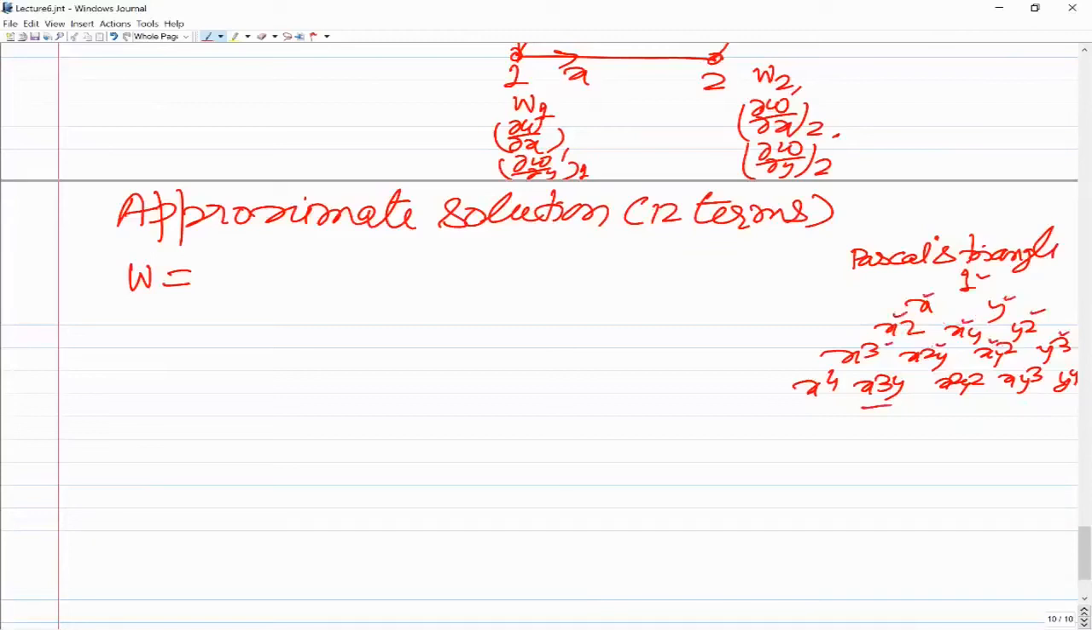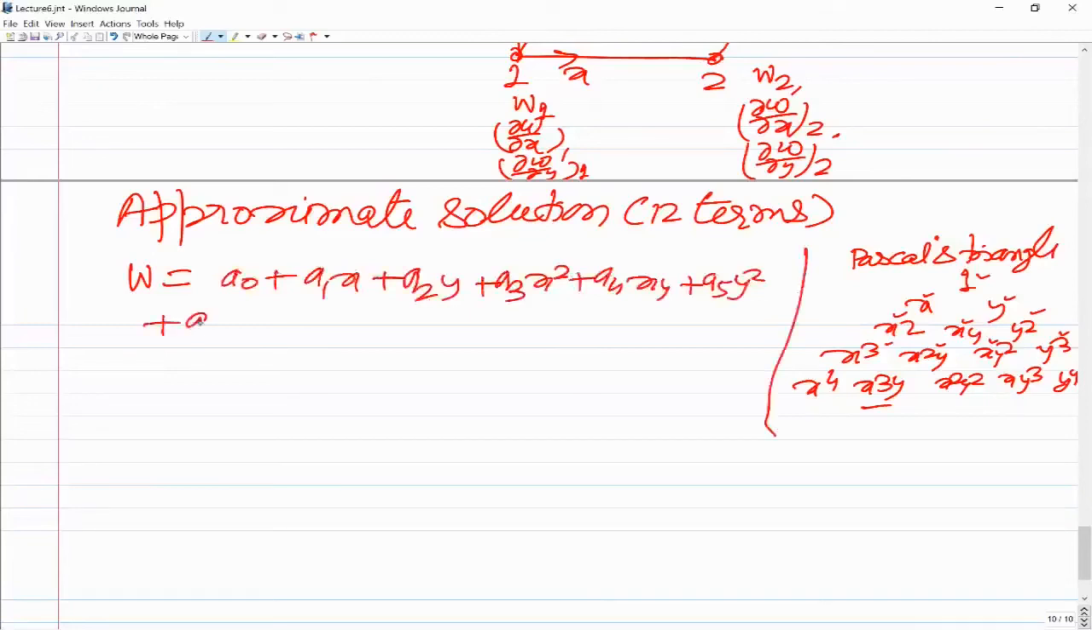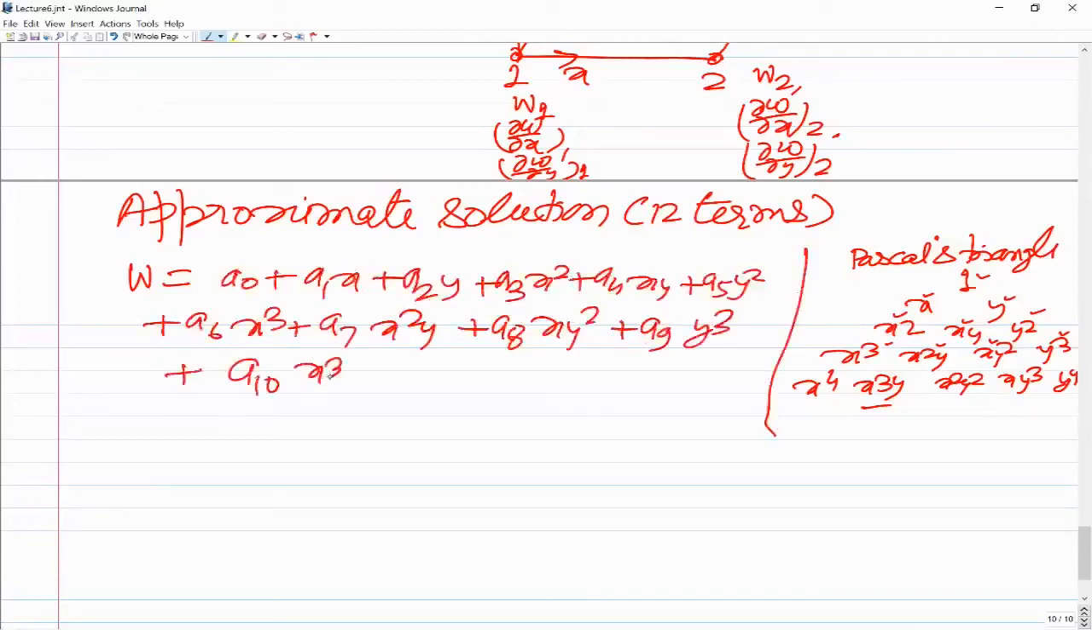So in that case, W would be A0 plus A1x plus A2y plus A3x square plus A4xy plus A5y square plus A6x cube plus A7x square y plus A8xy square plus A9y cube, plus A10x cube y, and plus A11xy cube. So this will be the 12 term approximate solution.